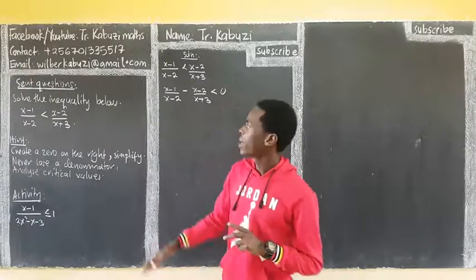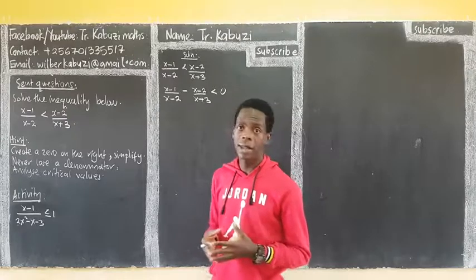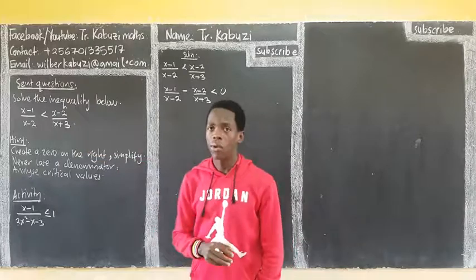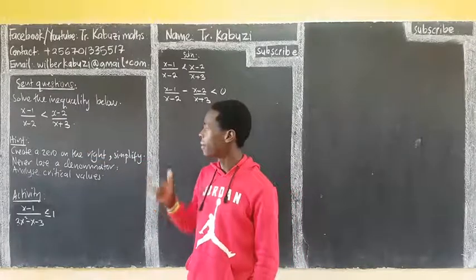So here we have this. We are going to see how we handle this one. We also have modulus inequalities, but that's not the case for today. So what we do, we said we create a 0 as the first step, and after creating the 0 on the right, then we simplify.